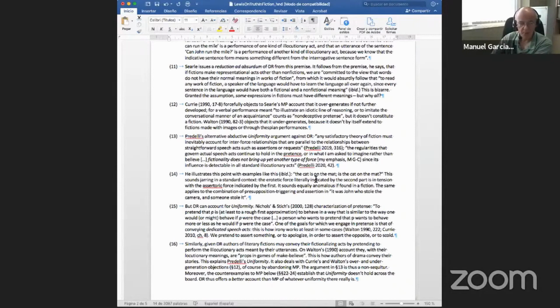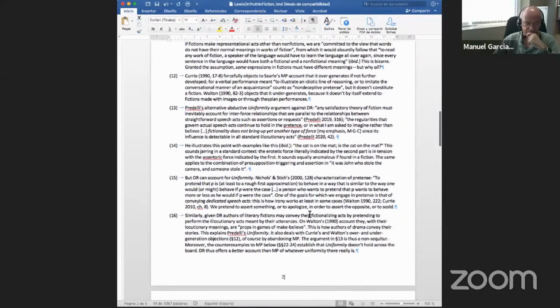For a second example, if I say it was John who stole the camera and someone stole it, that sounds bad. And this is because the first conjunct has a presupposition, and the second asserts that presupposition. Again, these are interforce relationships, and Predelli points out that typically if we find this sentence in a fiction, it would sound equally jarring.